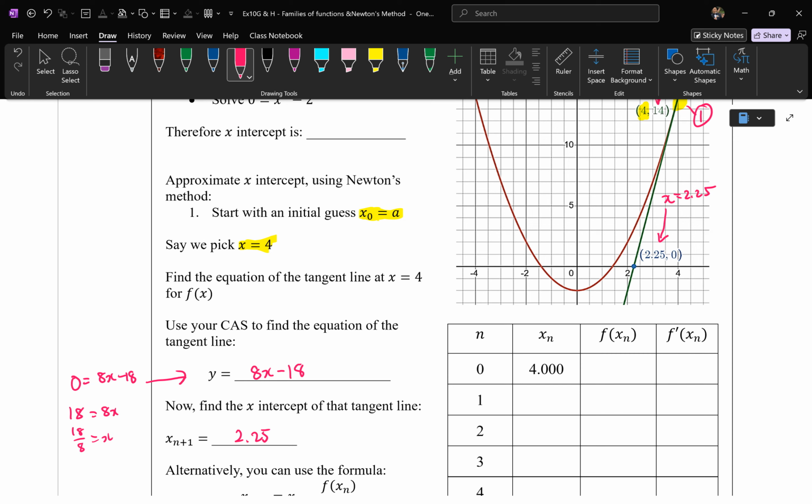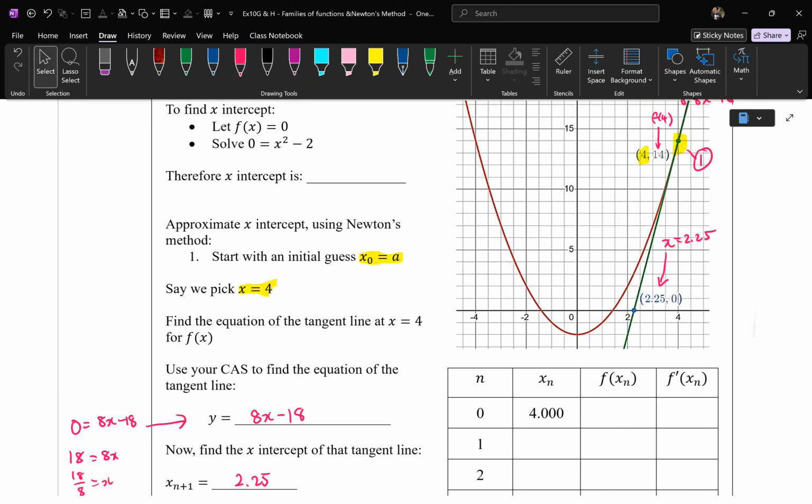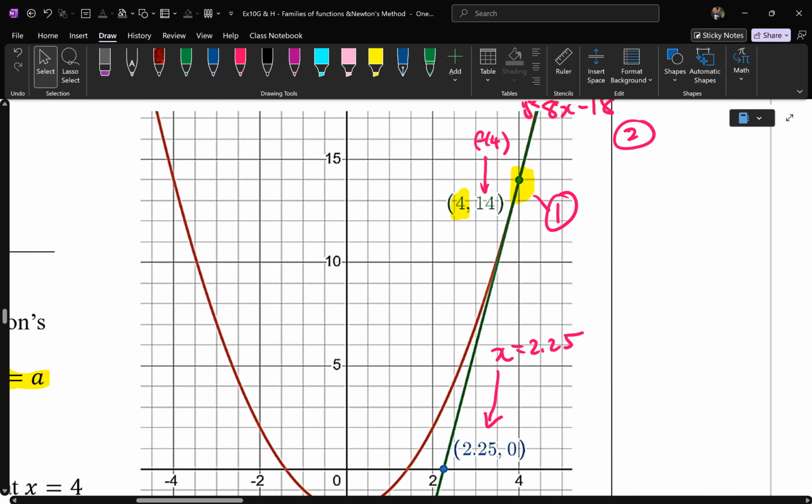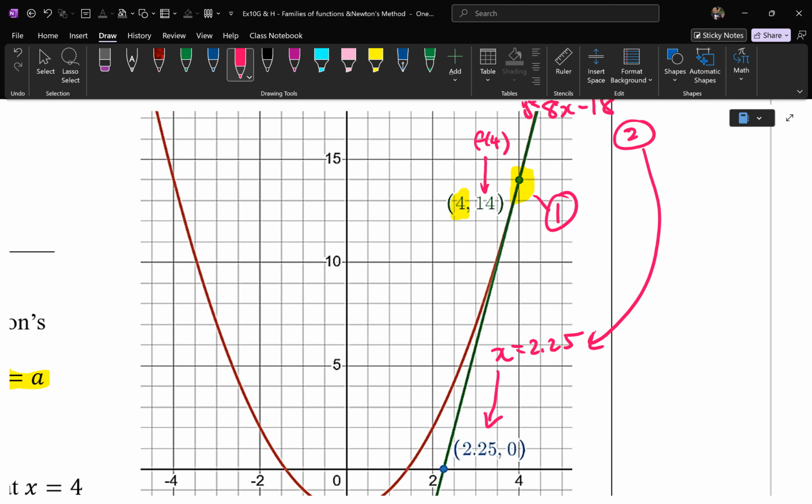What's Newton's method? Repeat that. So what were my 2 steps? Step 1, pick a point. Step 2, find the equation of the tangent line to tell you what the x-intercept is. Now, how do you repeat that process? This new x-intercept, x equals 2.25, is your new point. Then you find a tangent line at 2.25, and you do the same thing again.